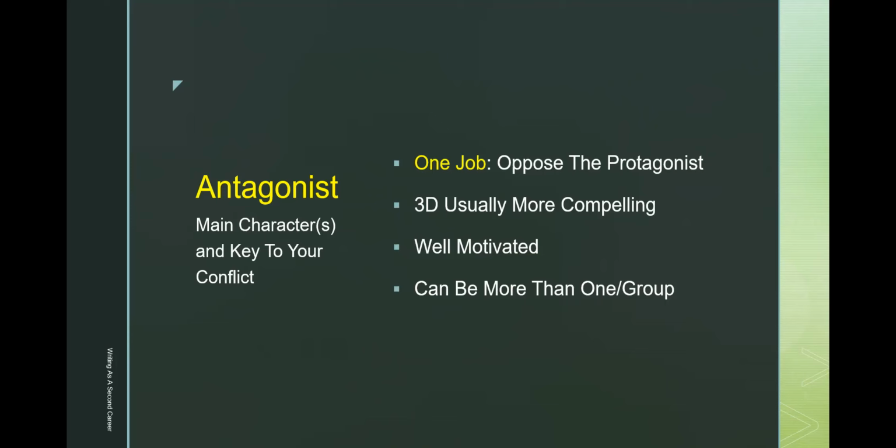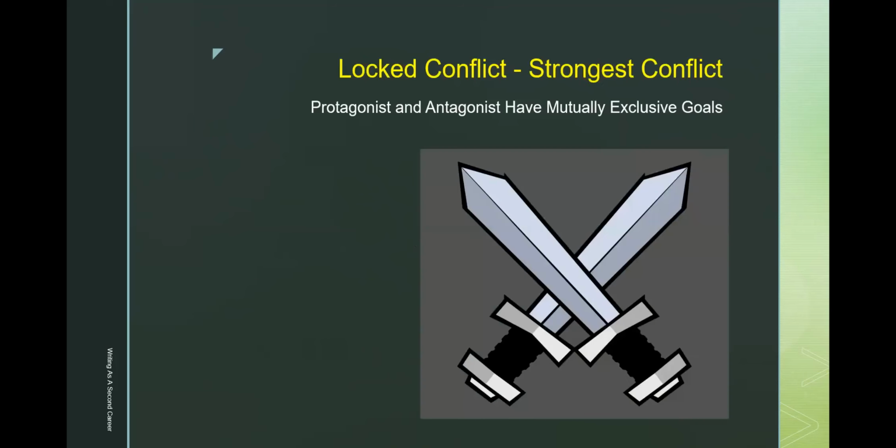The antagonist must oppose the protagonist. You can either start there or end there, but that is something you need to focus on. Now, our strongest conflict in a story is what is called a locked conflict, where the protagonist and antagonist have mutually exclusive goals. You can think of it as a football game. Team A wins or Team B wins. They can't both win. So that is a very strong conflict. Someone has to win, someone has to lose.